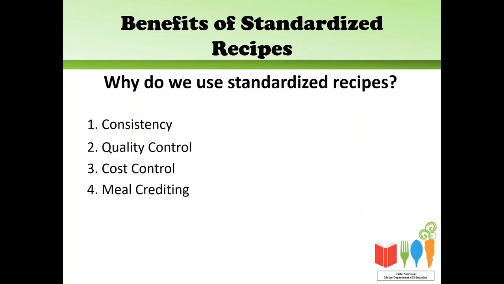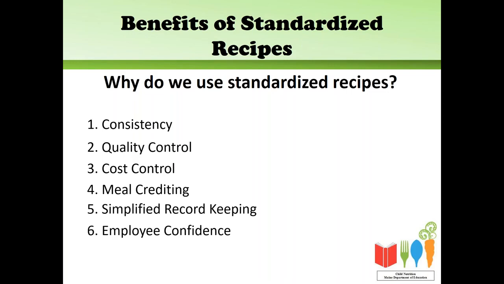Meal crediting. You know your recipe meets the meal pattern, and you want to ensure that the product your kitchen is serving always meets the meal pattern. Simplified record keeping. You'll have an easier time filling out your production records since your recipe will tell you the info you need, like the recipe number or planned number of servings. And last but certainly not least is employee confidence. Standardized recipes help to eliminate guesswork, decrease the chance of mistakes, and help to prevent running out of food during meal service.